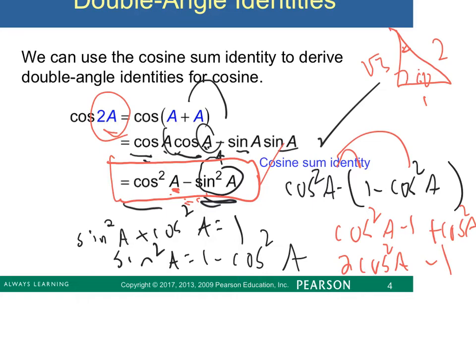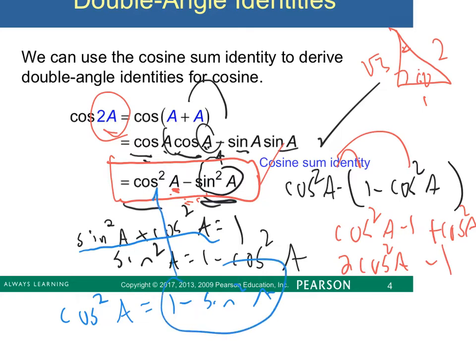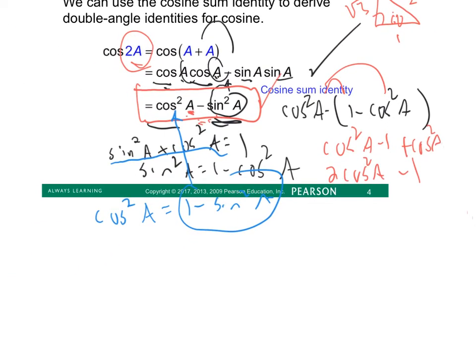Just to finish this page, if you decided to take this Pythagorean identity and solve it for cosine squared A, that would be 1 minus sine squared A. So you can see where I'm coming from. I'm going to now take all of this and plug it in. That's going to give me 1 minus sine squared A minus another sine squared A. And what do we get? 1 minus 2 sine squared A.